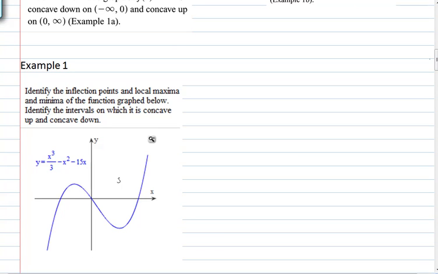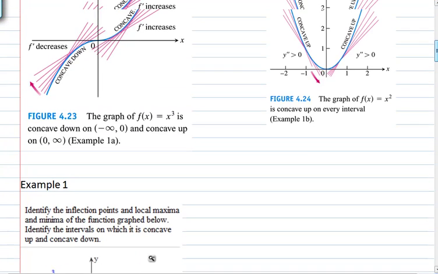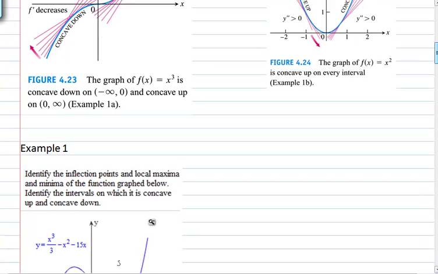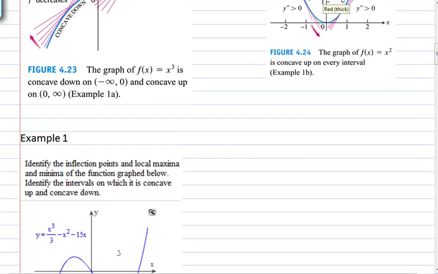Example 1, we want to identify the inflection points. Ooh, I didn't tell you what inflection points were. I guess now's as good a time as any. Inflection points are points where the second derivative is equal to 0. This is where the graph switches from concave up to concave down. Inflection points are where the graph changes concavity. And any local max and mins.